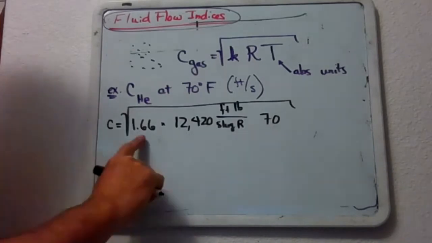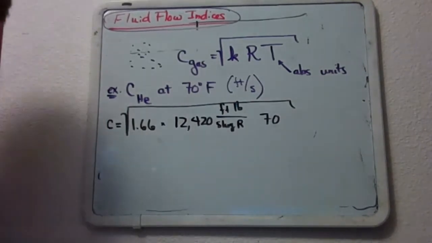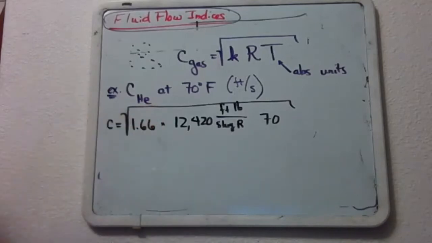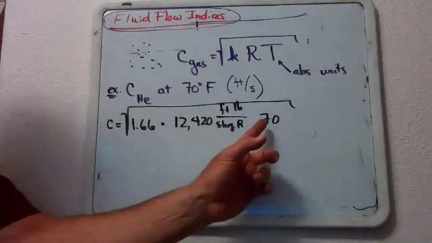So I was trying to do K. K is a value from the table. For helium, K is 1.66. It's something called the specific heat ratio. Thermo, don't worry about it for now. R, hey, we've done that before. That's the gas constant for our particular gas, 1.242 times 10 to the fourth, so I wrote it out. Okay, foot-pounds per slug Rankine.